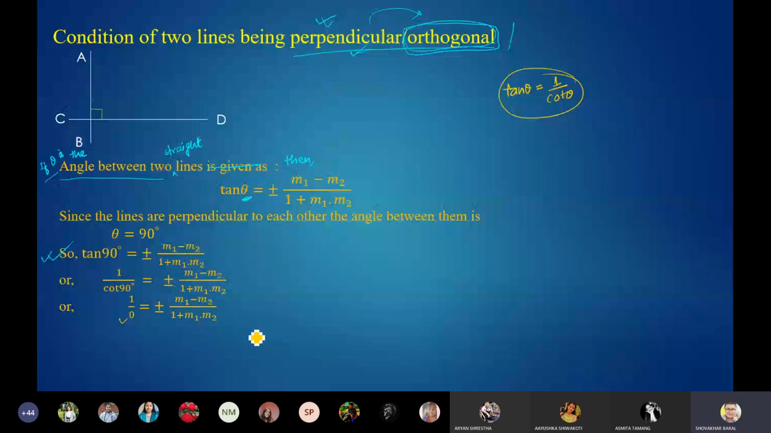Let's do the cross multiplication. This 1 plus m1 times m2 will multiply this 1, so it will be 1 plus m1 times m2 equals, whenever you multiply 0 with any other number, 0 on the other side. So if you simply write it, m1 times m2 equals minus 1, or m1 into m2 is equal to minus 1.